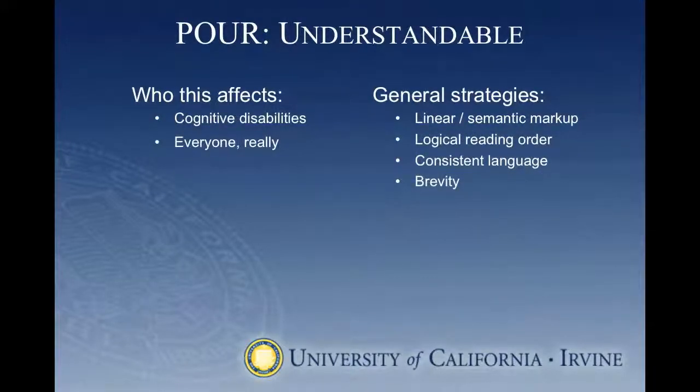Understandable means that your content makes sense. This affects not only those with cognitive disabilities, but really everybody. Some strategies for creating understandable content include using linear and semantic markup, applying a logical reading order, using consistent language, and being as brief as appropriate.